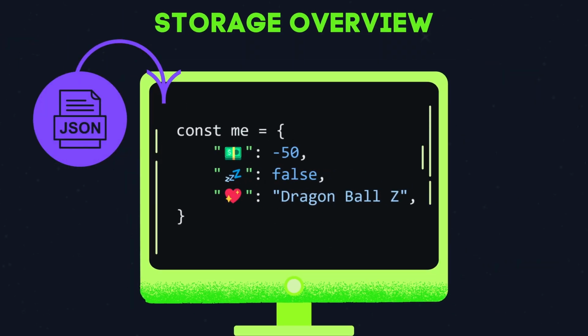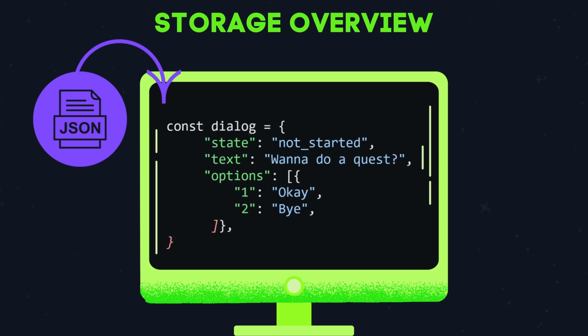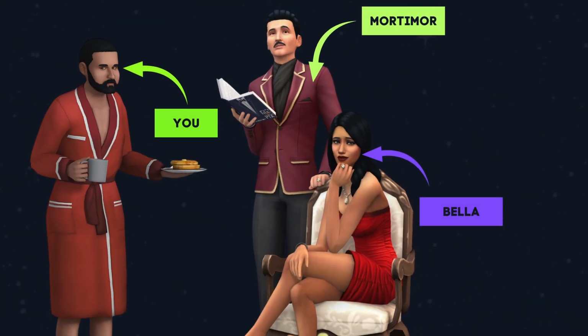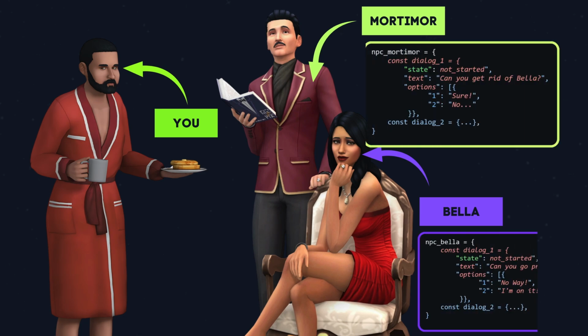Now, before we move on to our quest component, I'd like to discuss our storage method a little bit first. In our system, we will use JSON to store our dialog data. This data will include the dialog state, text, and options for the different branches of dialogues that are assigned to each NPC. For example, if we have 2 NPCs named Bella and Mortimer, each of them will have their own section in the JSON file containing all of their dialog branches.